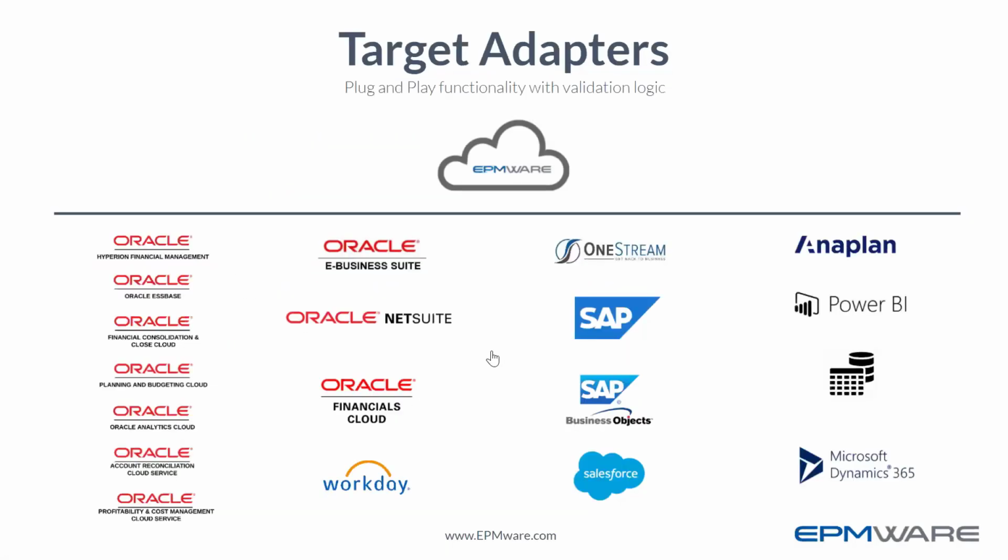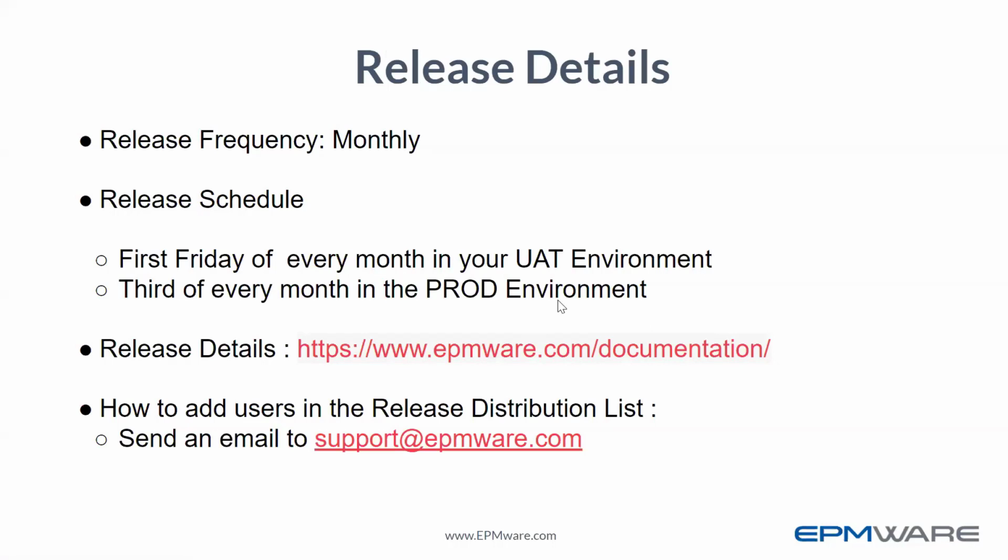Okay. Yeah. So, what are the releases? What is the frequency of it? We get this question often too. So we release every month. The release schedule is the first Friday or second Friday of every month in UAT, depending on whether the first Friday is the first of the month, then we try to put it on the second Friday. Subsequently, after 2 weeks, we deploy to the production environment.